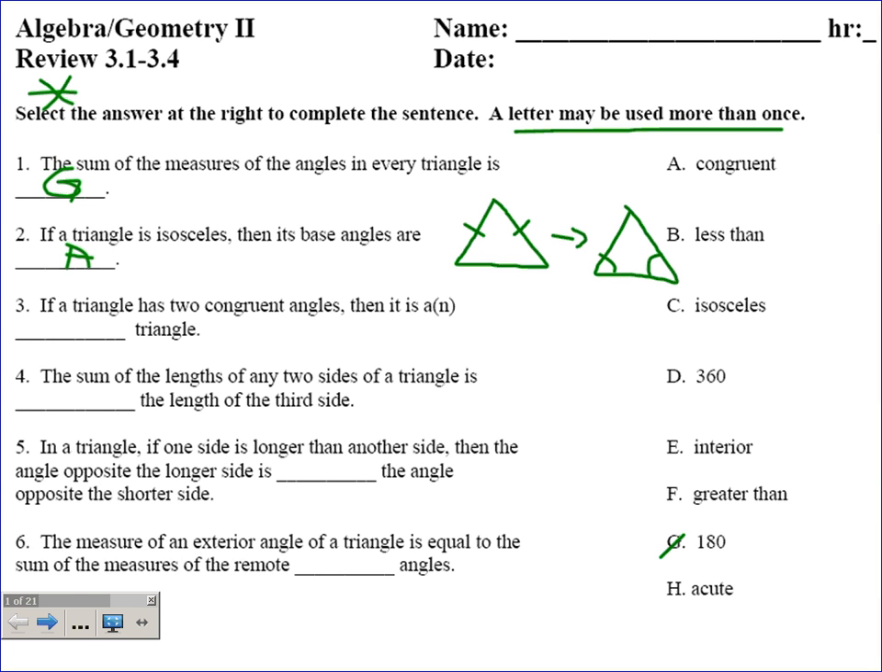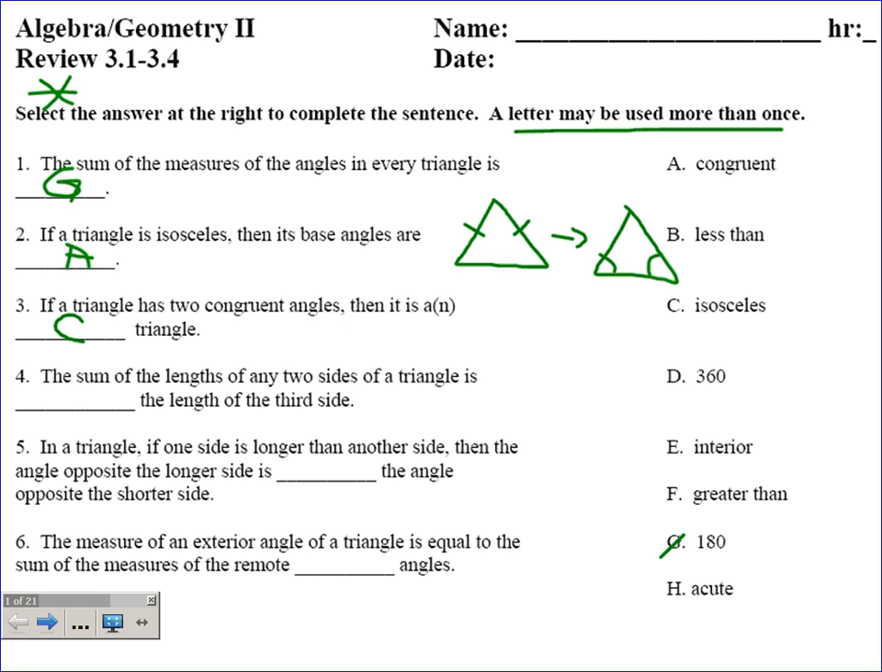Okay? Number 3, Tyler Cox. Read number 3 and answer it for us. If a triangle has two congruent angles, then it is a C, isosceles triangle. Okay? Two or more congruent angles makes an isosceles triangle. That makes sense to me.